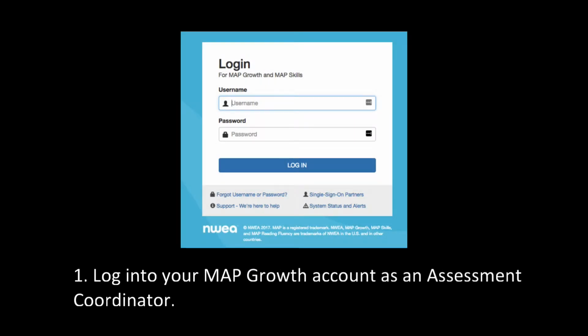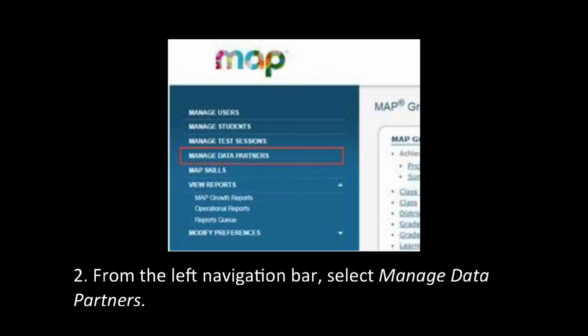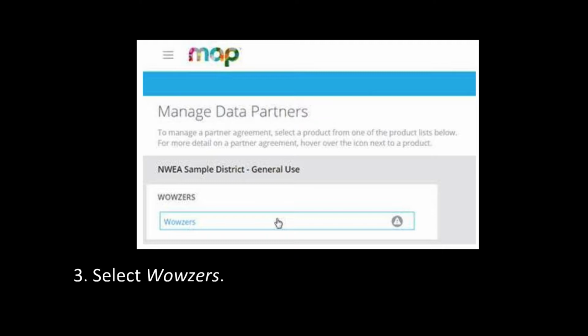So let's go over how to set up your NWEA access with Wowzers. In just a few easy steps, give Wowzers permission to access your students' RIT scores. By completing these steps, it gives Wowzers the ability to communicate directly with NWEA to save you time and energy.